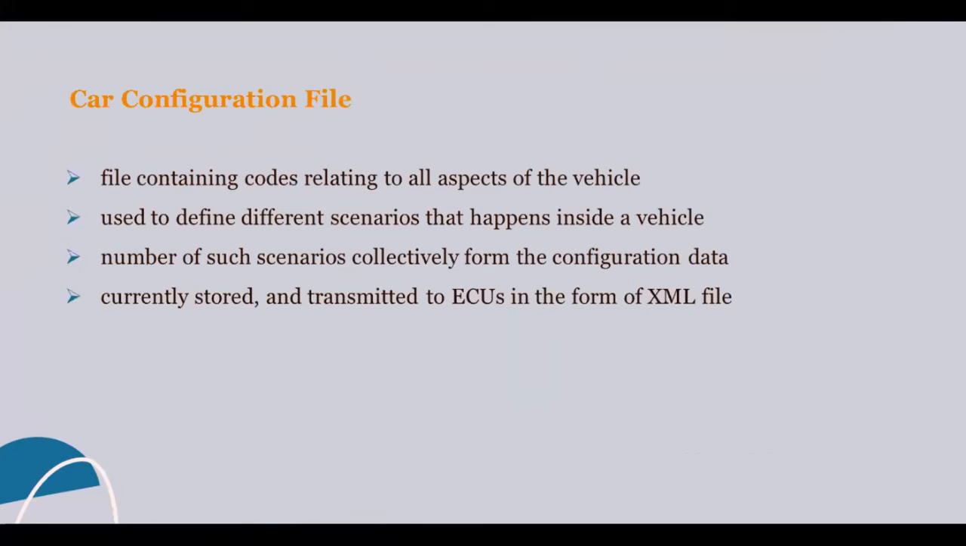The next term is car configuration file. This file contains code for configuring the vehicle according to the user inputs. The file contains a number of scenarios. For example, if you consider a scenario named welcome driver door, this scenario will have all the code for welcoming a driver inside the vehicle. It will check whether the seat belt is buckled up or not. It will set the steering wheel height or the seat height according to user inputs, etc. This configuration data is currently in the form of an XML file. XML is eXtensible Markup Language, which we will see next.